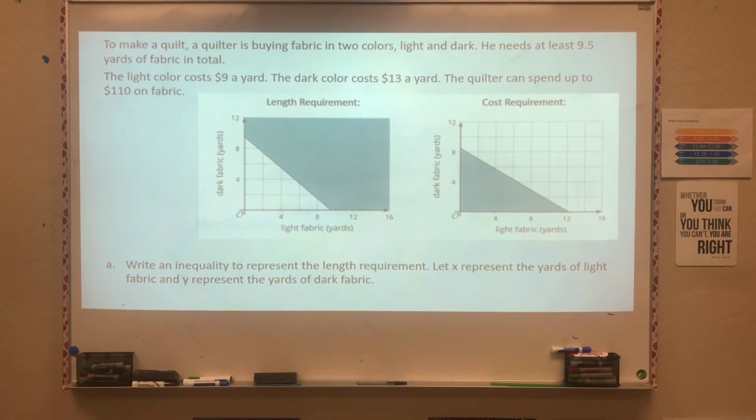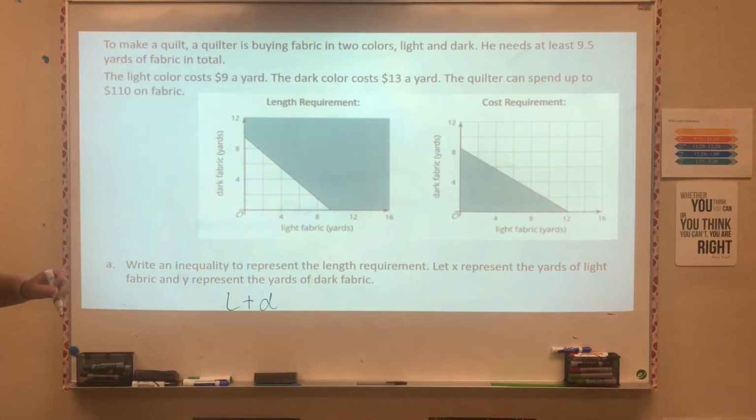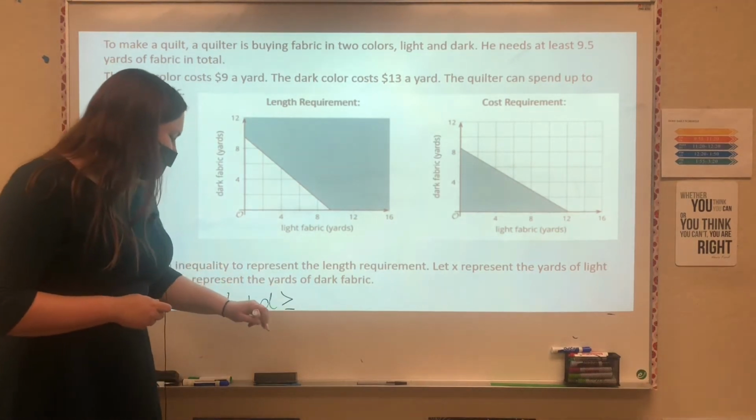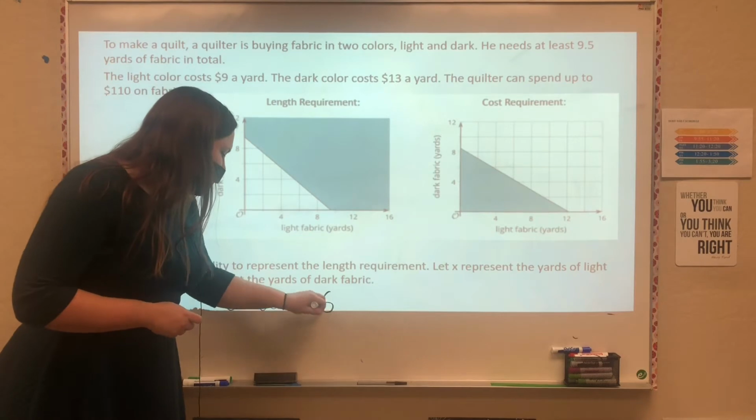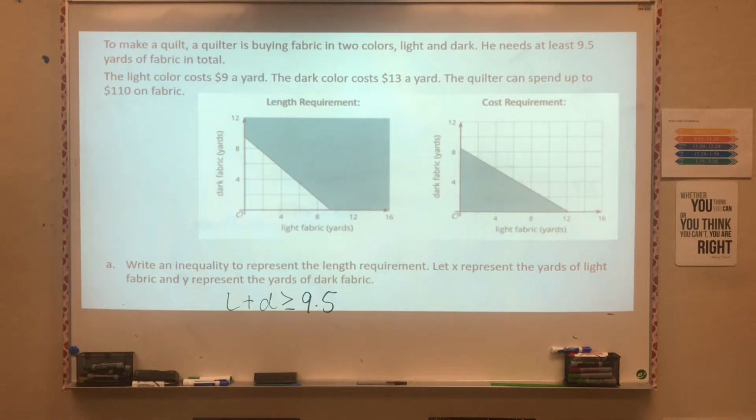Could be like L plus D is greater than or equal to 9.5. So let's talk through how you got this. Tell me first where L plus D came from. So L is the light colored fabric and D is dark colored fabric.